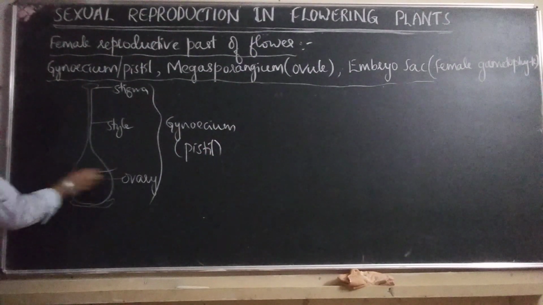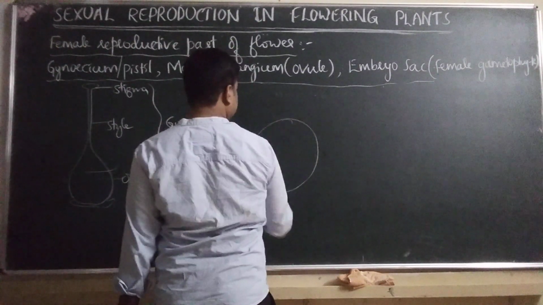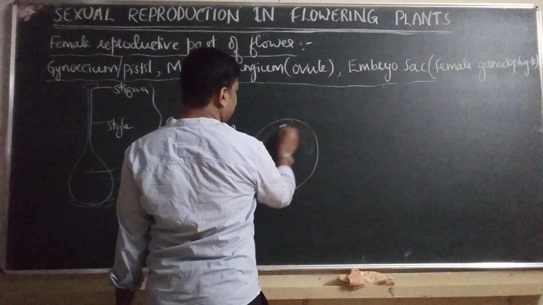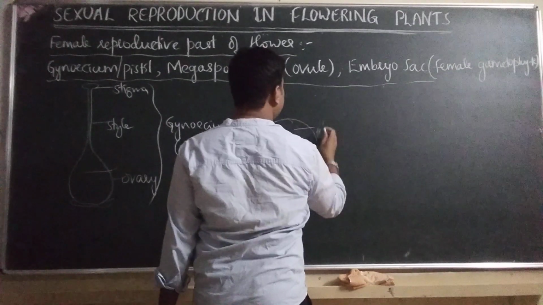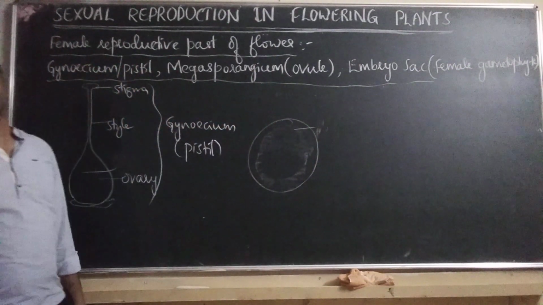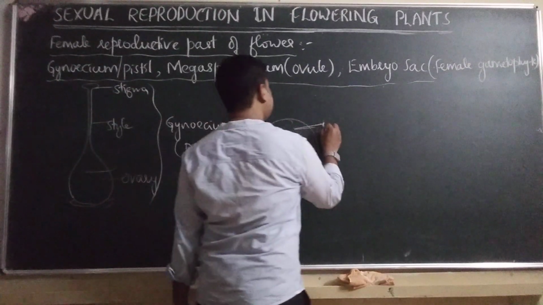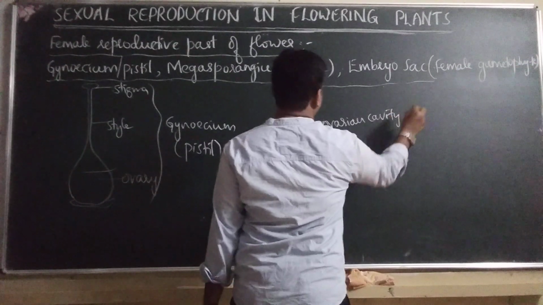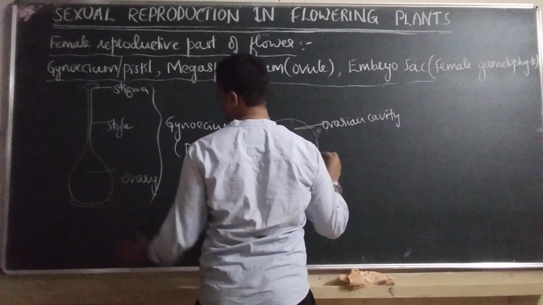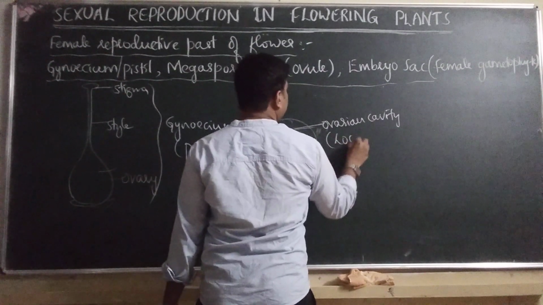Now when you cut the ovary and see inside, you see a structure like this. The space inside the ovary is called the ovarian space, or locule. So it is called locule, the ovarian cavity. The cavity present within the ovary, the space within the ovary, is called locule.